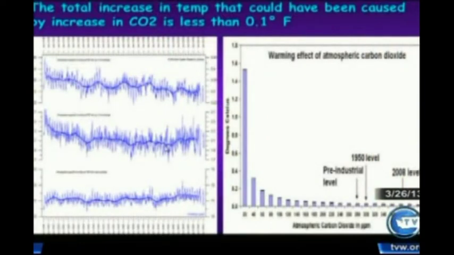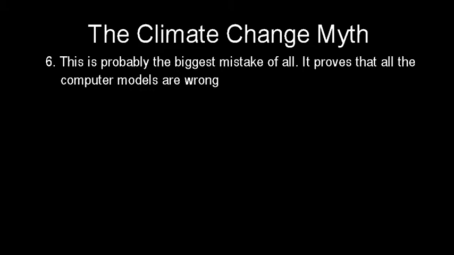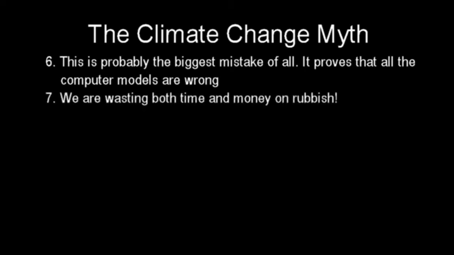So in order for their models to be correct, they must show that there has been an increase in water vapor in the atmosphere, and it's just the opposite. There is less water vapor in the atmosphere now as CO2 has gone up, not more, and so their models are totally invalid. Their models will not work without an increase in water vapor. This is probably the biggest mistake of all. It proves that all the computer models are wrong and their predictions are wrong. We are wasting both time and vast quantities of money on rubbish.